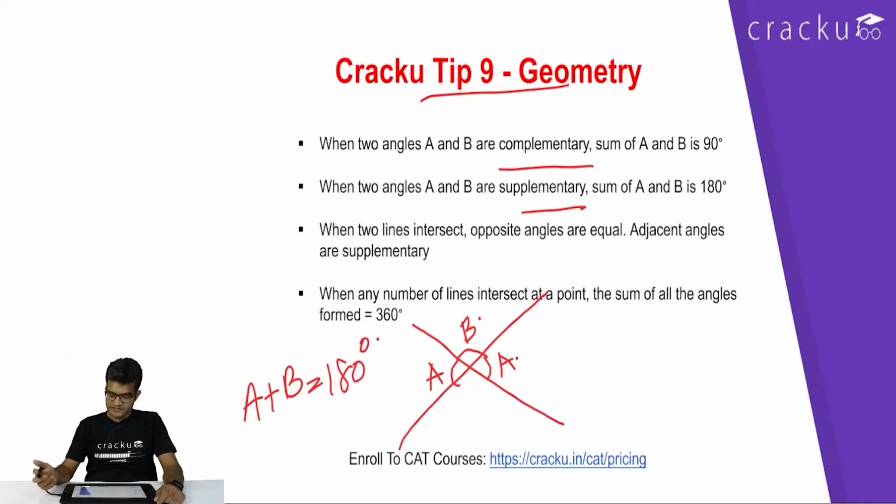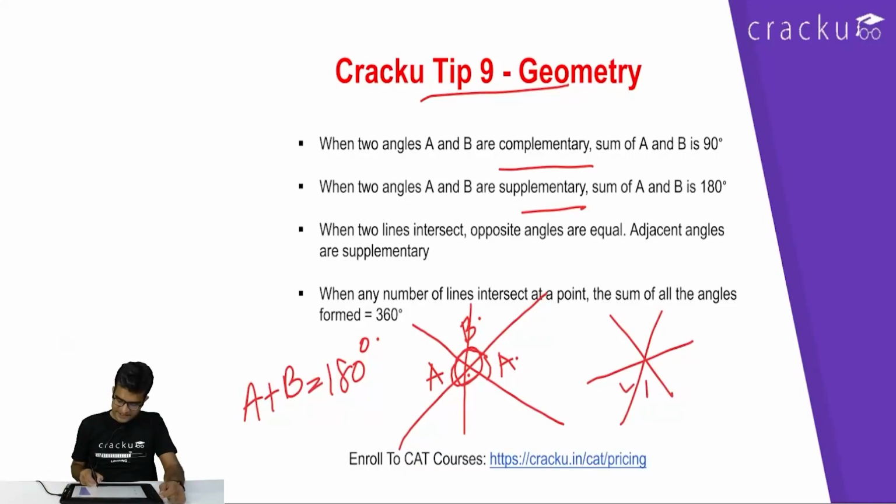Another corollary to this is that if many lines intersect, then the sum of all the angles formed around that single point of intersection will sum up to 360 degrees. That is, if you have three lines which are intersecting, you have 6 angles: 1, 2, 3, 4, 5 and 6. The sum of these 6 angles will be equal to 360 degrees. That is basically the angle around a point. Let us now look at the next slide.